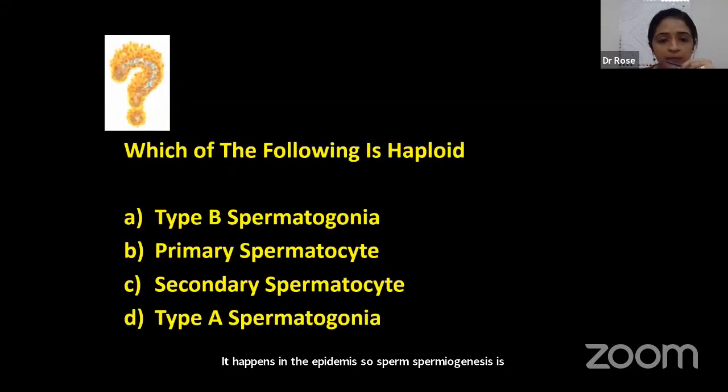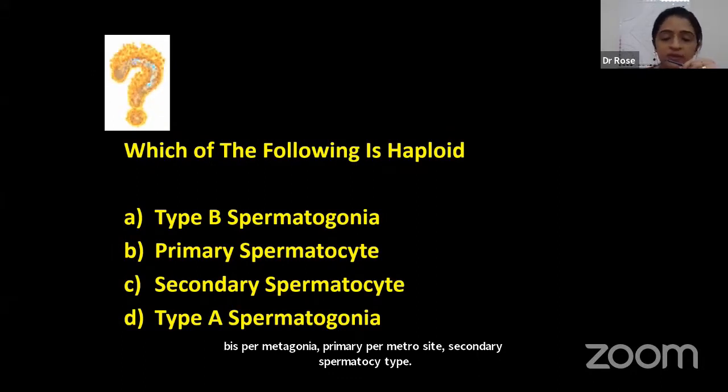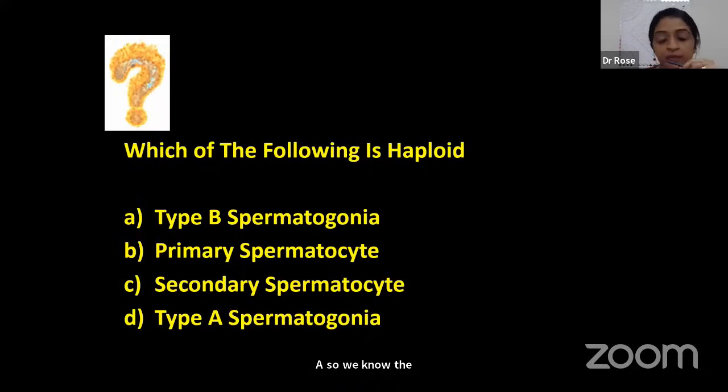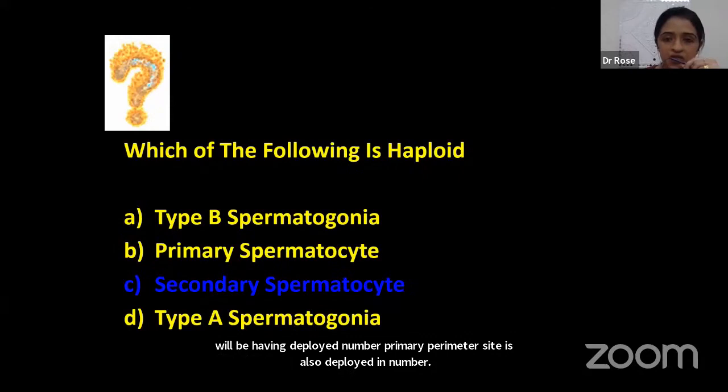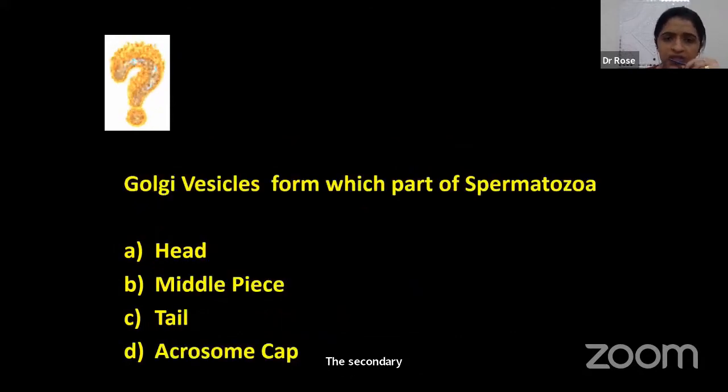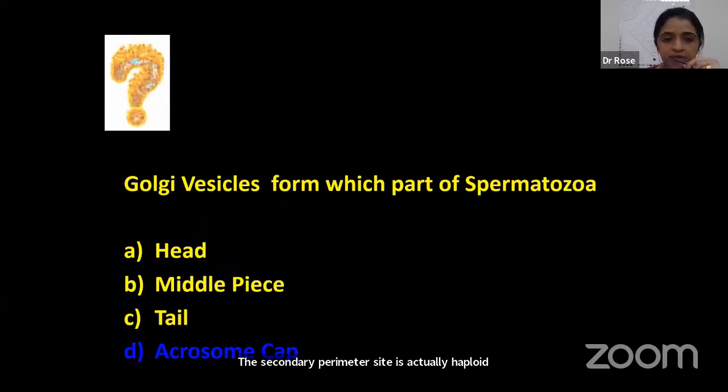Which of the following is haploid? Type B spermatogonia, primary spermatocyte, secondary spermatocyte, type A. So we know every spermatogonia will have a diploid number. Primary spermatocyte is also diploid in number. The secondary spermatocyte is actually haploid. Golgi vesicle forms which part of spermatozoa? We know it is the acrosome cap.